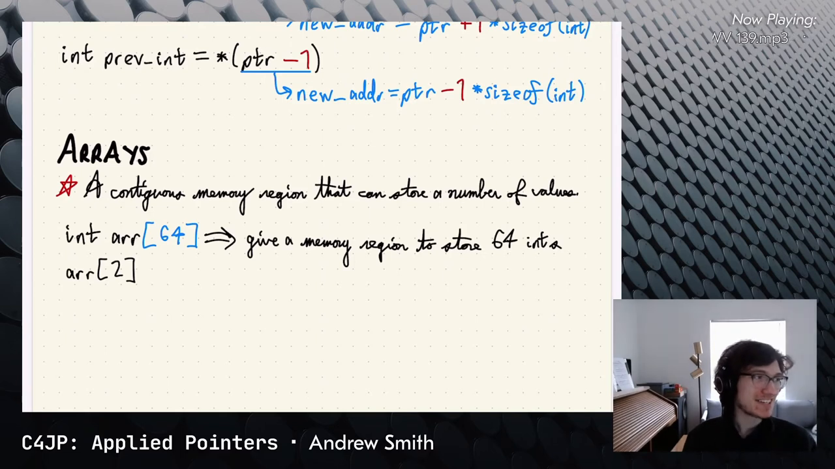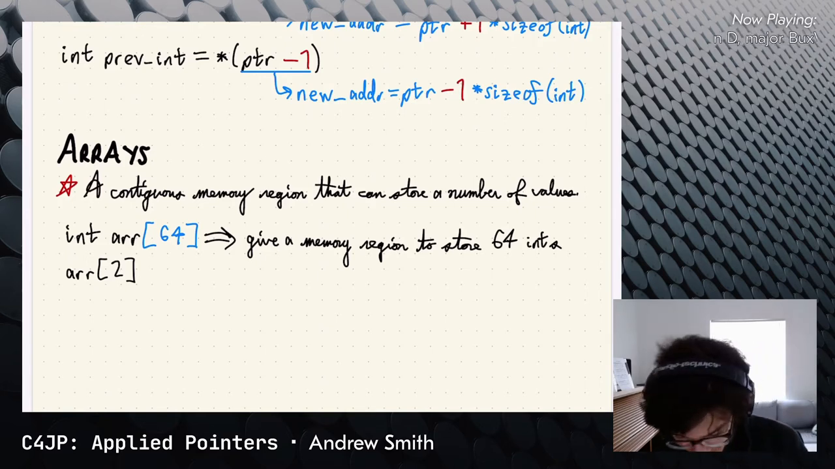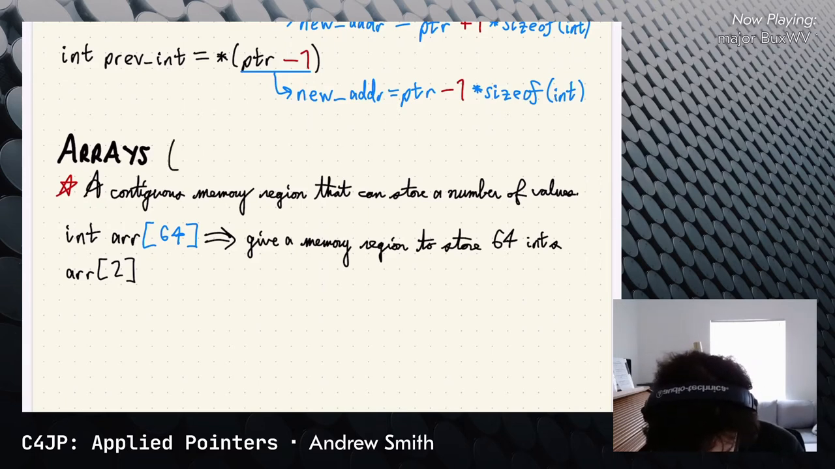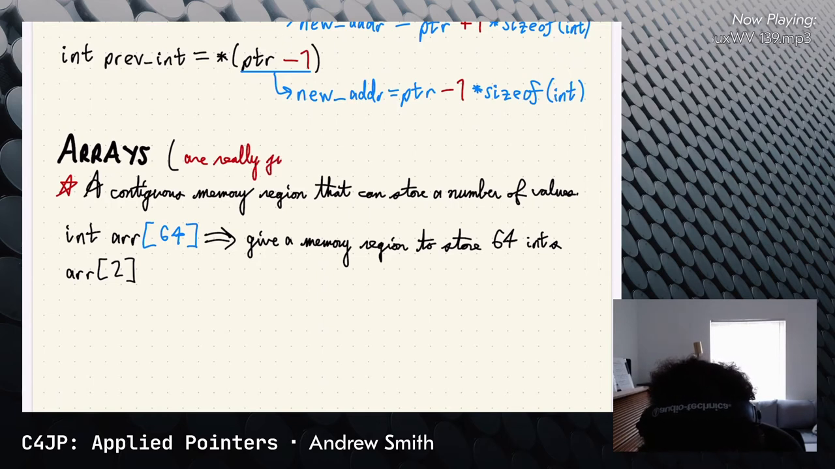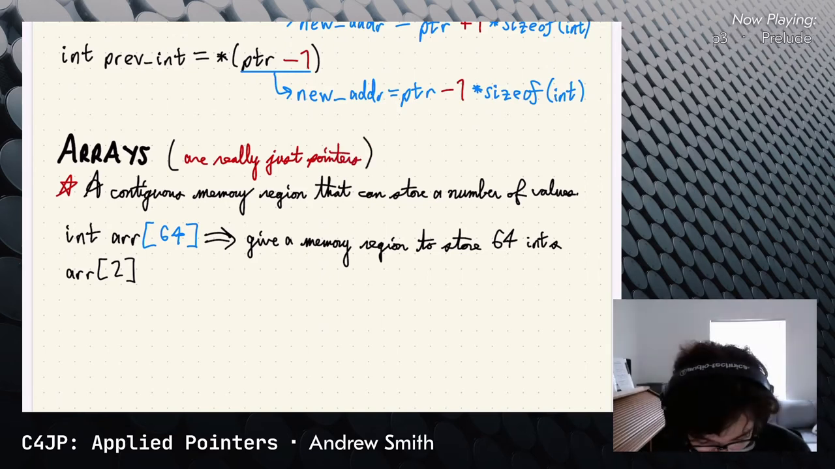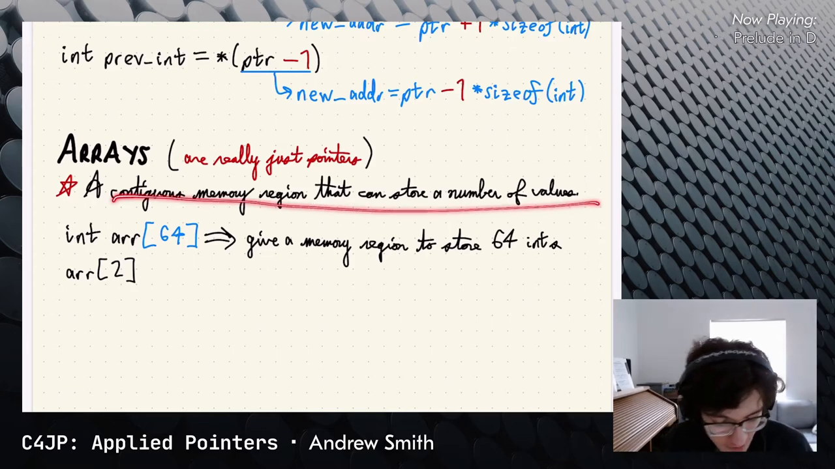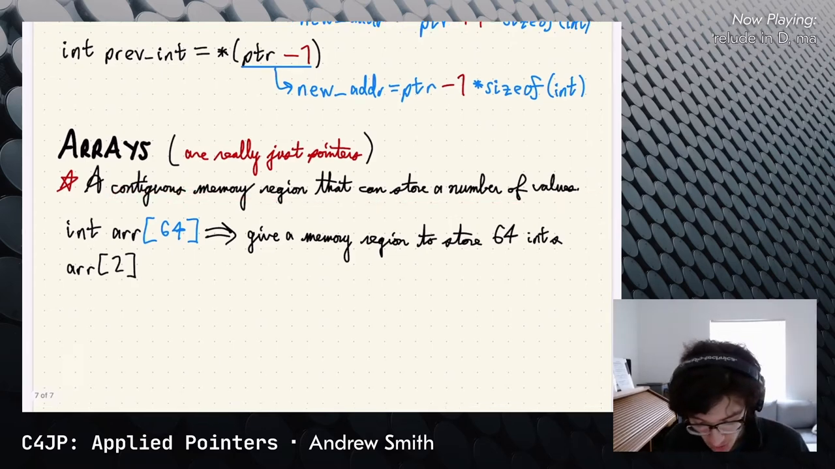Now, in C, the thing that we have to remember, and the thing that's going to frustrate us over and over and over again, is that an array variable is nothing but a pointer. Again, an array is nothing but a pointer. And so really, I'm even going to write here, arrays are really just pointers. And what do they point to? Well, they point to our contiguous memory region. So arrays are really just pointers.